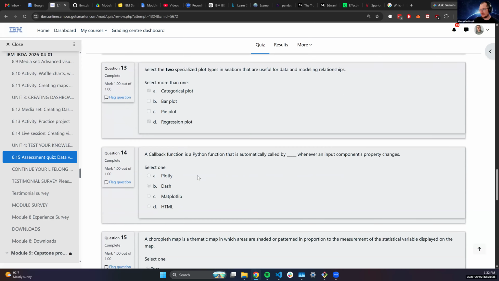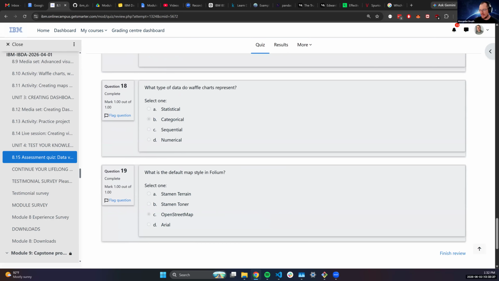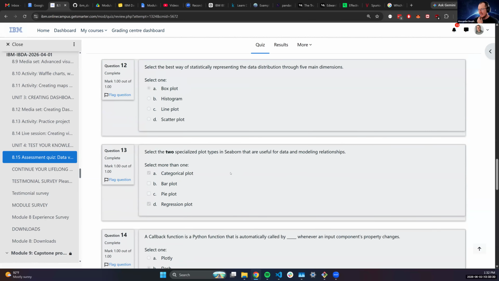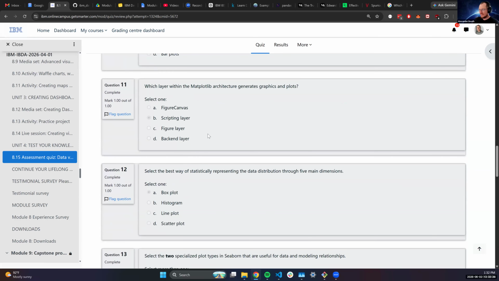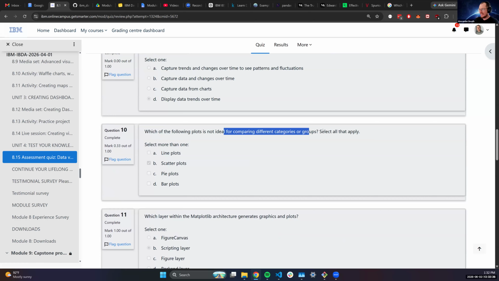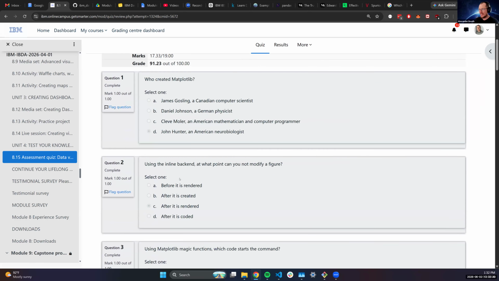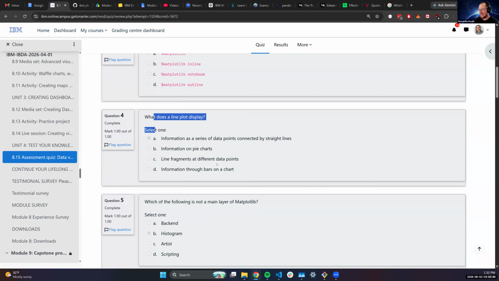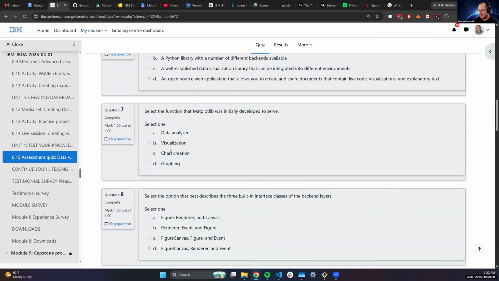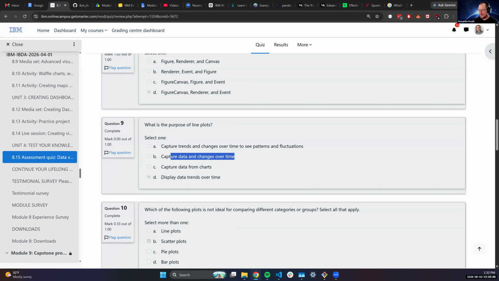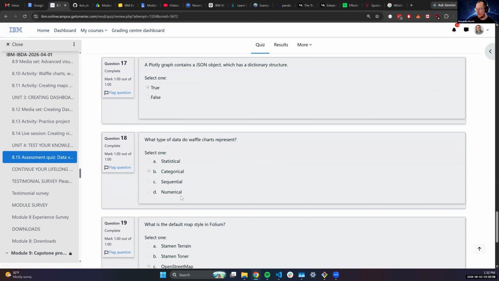What else did we miss? Oh, we got the rest of them right. So it's just this awkward question about the categorical data, and then the other one about line charts, where it was the same answer four times in a row. Oh no, this one. Capture data over time. Display data over time. Capture trends and changes over time. So dumb.